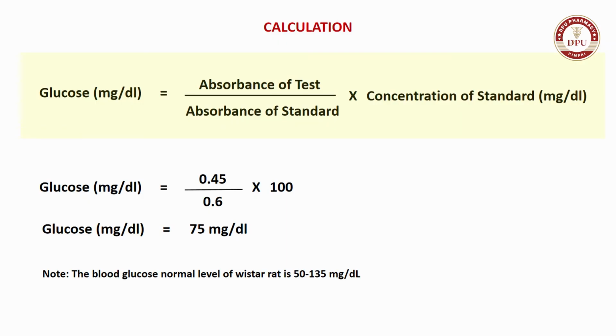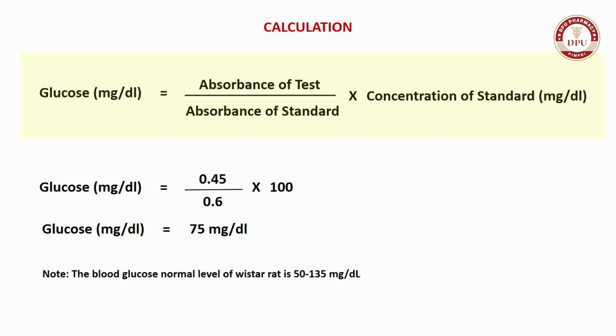Glucose level of the serum samples can be calculated with the help of the formula, that is absorbance of the test divided by absorbance of standard multiplied by concentration of the standard, that is 100 mg per dl. For example, the absorbance of the test is 0.45 and the absorbance of the standard comes out to be 0.6. Then the glucose value comes out to be 75 mg per dl.